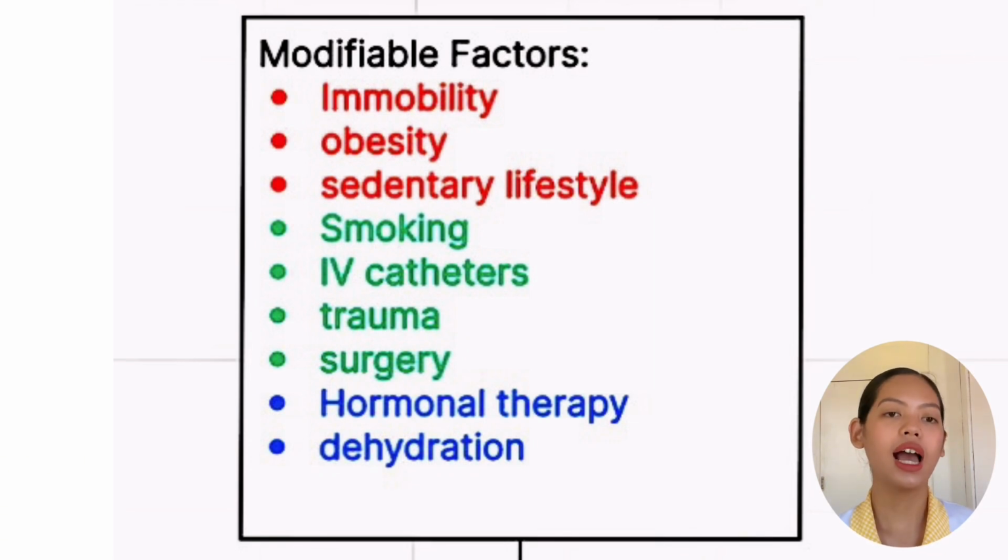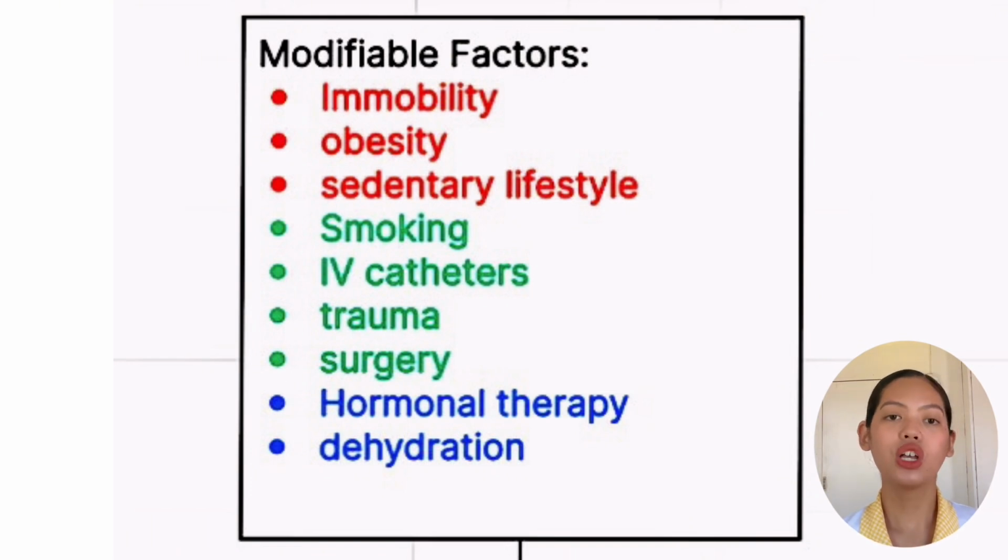So we have immobility, or the lack of movement, such as after surgery or having long trips. This slows down the blood flow, leading to venous stasis. And we have obesity, so extra weight puts pressure on the veins, reducing the blood flow. And then we have a sedentary lifestyle, so not moving enough contributes to slow blood flow.